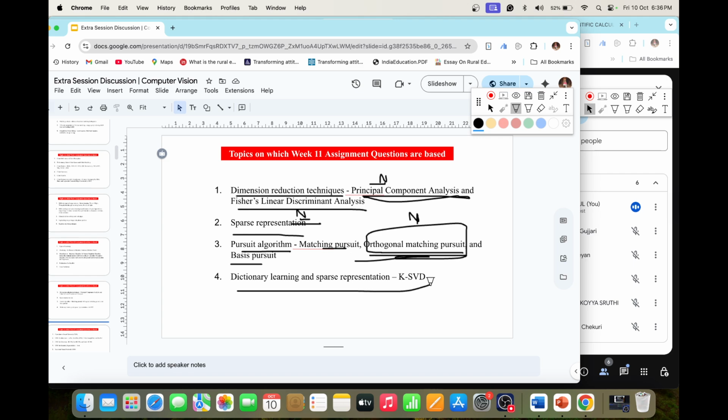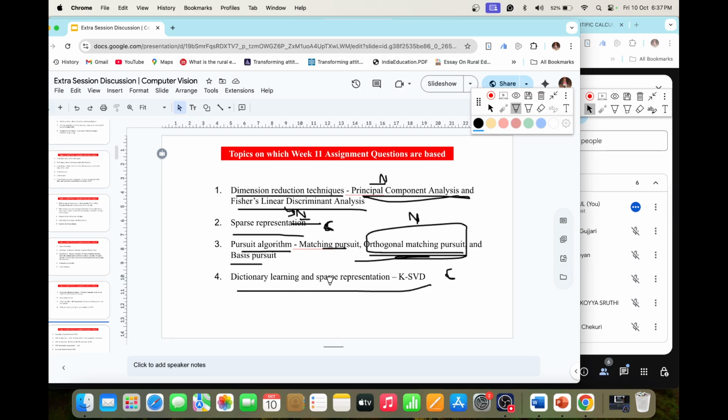And at last, dictionary learning and sparse representation, this is important from a conceptual point of view. So for numerical point of view, just go through principal component analysis and Fisher linear discriminant analysis in detail. And then sparse representation, just conceptual. And then for pursuit algorithm, orthogonal matching pursuit is very important from your numerical point of view.